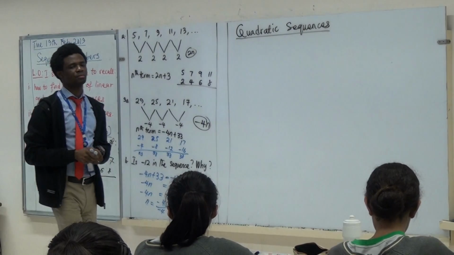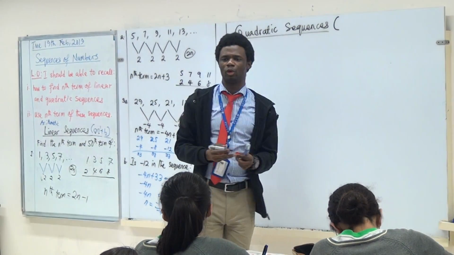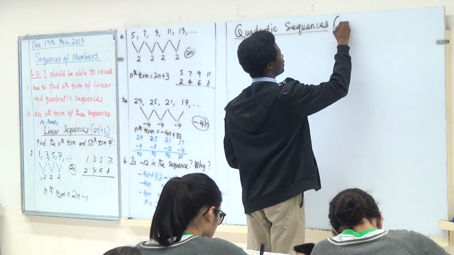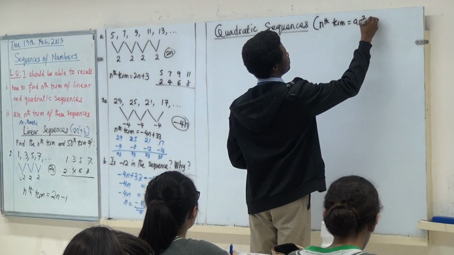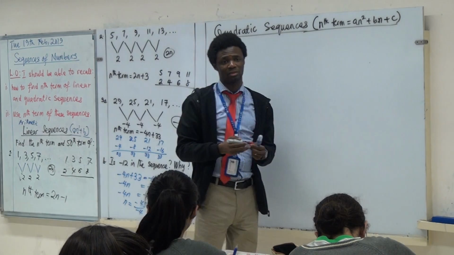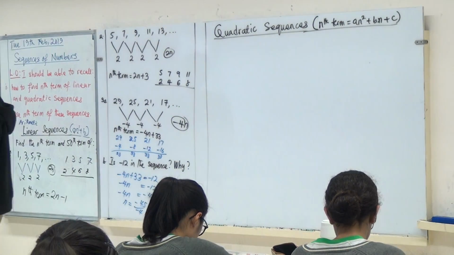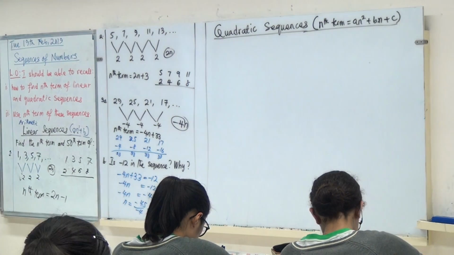Okay. Quadratic sequence, the format for the n term will look like what? an squared plus bn plus c. That's the quadratic expression form. Basically, that's why it's called a quadratic sequence.